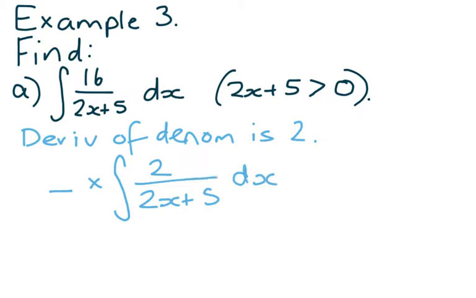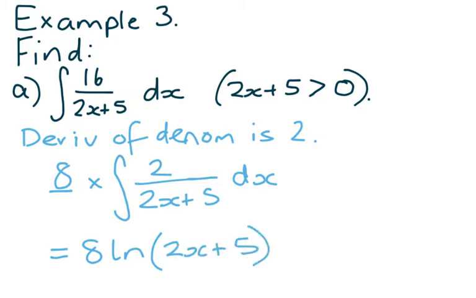But we need to get it back to 16. So what do we multiply 2 by to get it back to 16? It would need to be multiplied by 8. So then we would end up with 8 times the natural log of 2x plus 5, because the f of x is the denominator. And then, of course, we have to put the plus c on the end.